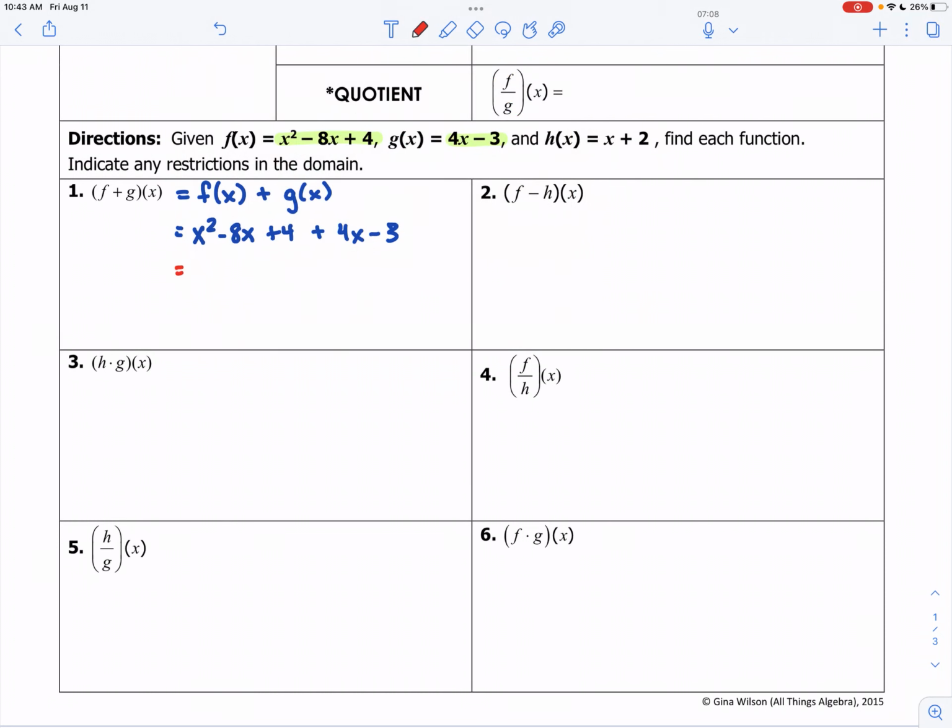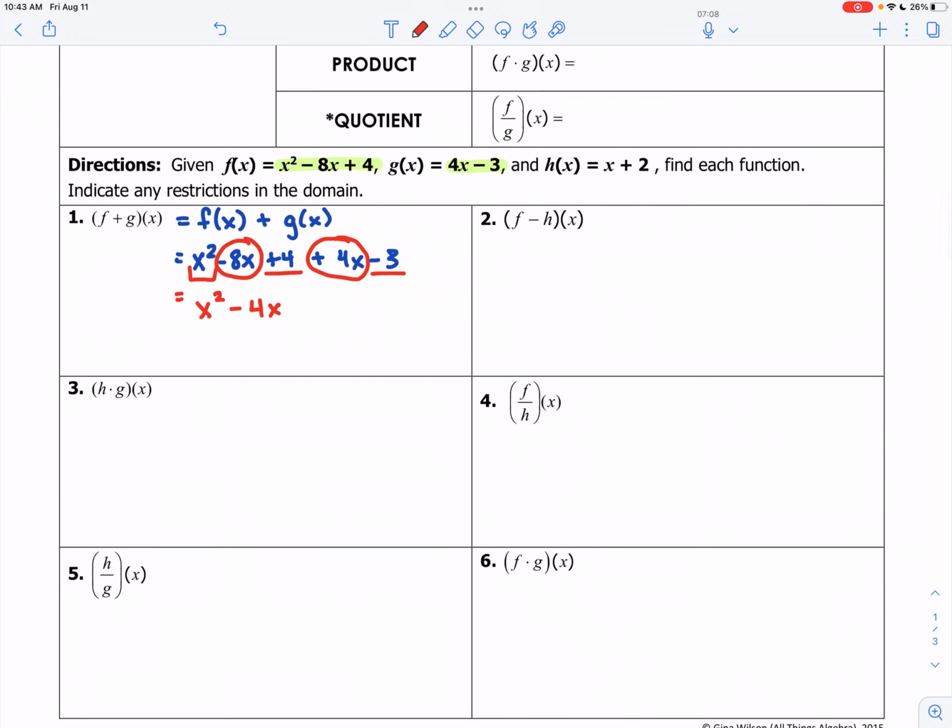Now, if you're ever wondering, where do I start? What do I start combining first? We always start with the variable with the largest exponent. In this case, it's this x squared. It's the only x squared, so we're going to write that down first. Then we come down from our exponent, so 1 less than 2 is 1. So that's going to be a negative 8x, and this positive 4x, when we add that together, we get a negative 4x, and then we have a positive 4 and a negative 3. Combine that together, we get a positive 1.